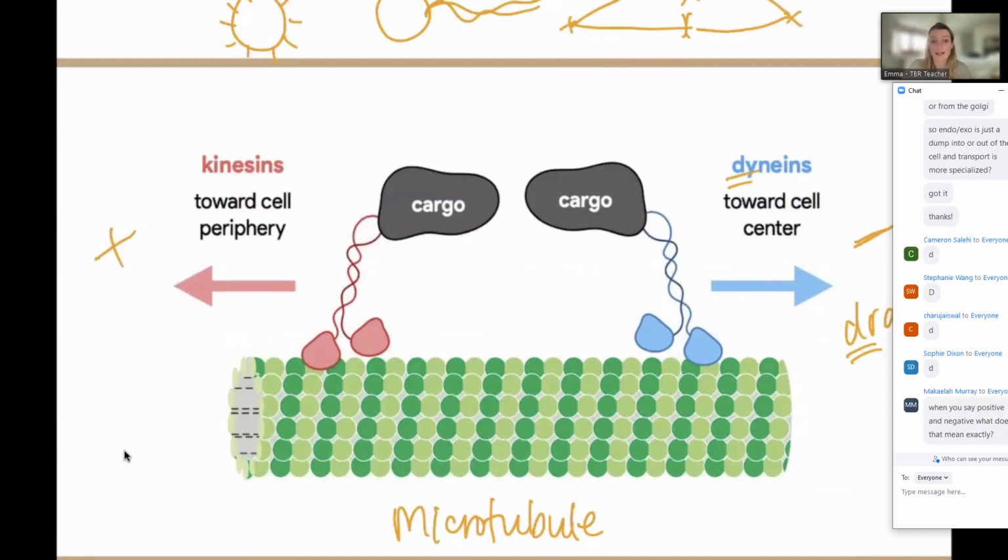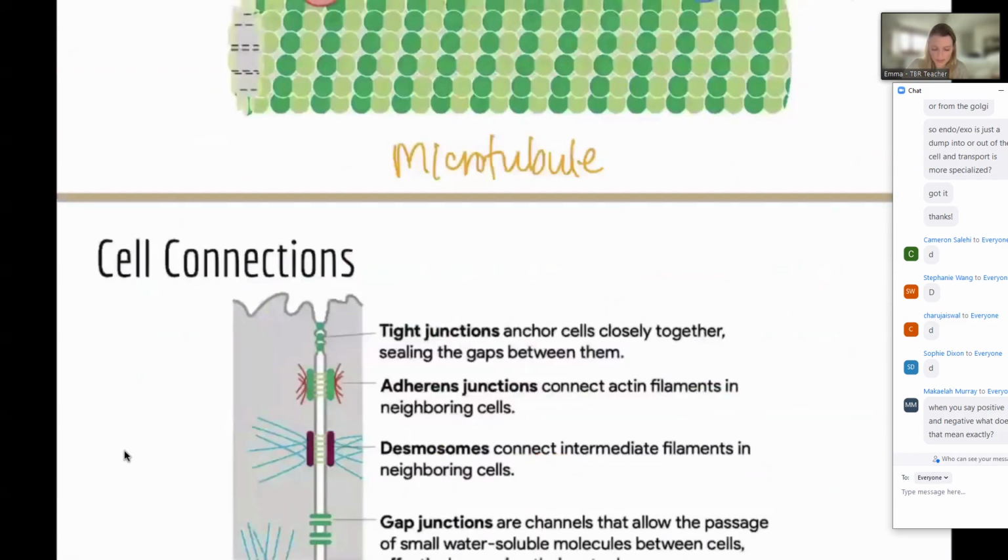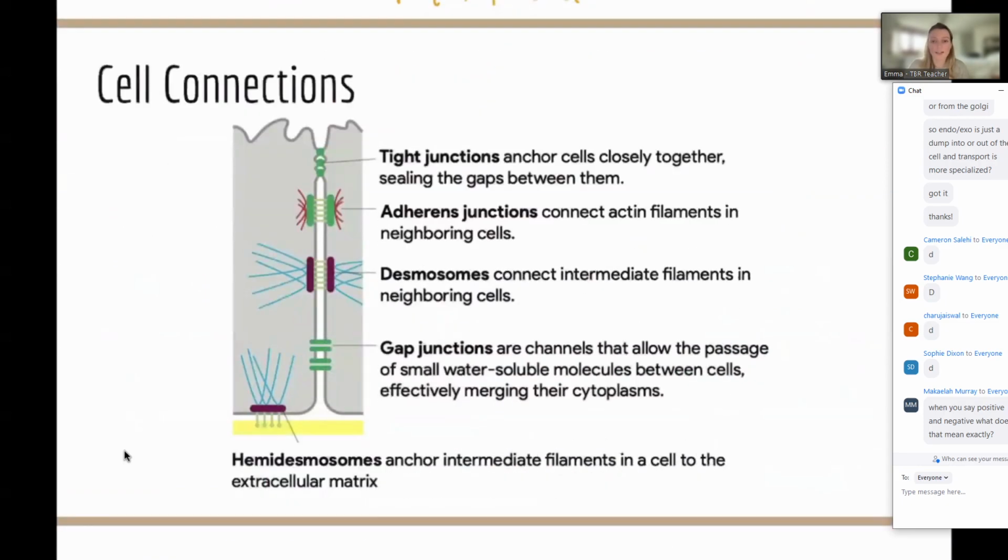Another place that potentially some of these cytoskeletons, particularly the intermediate filaments, come into play is with cell connections. And there are a few different types.